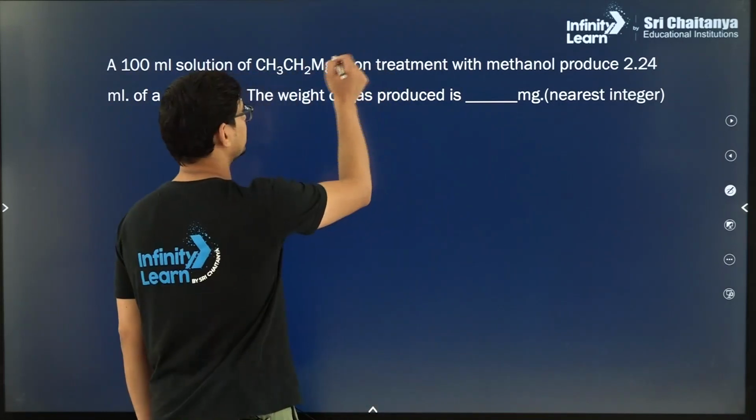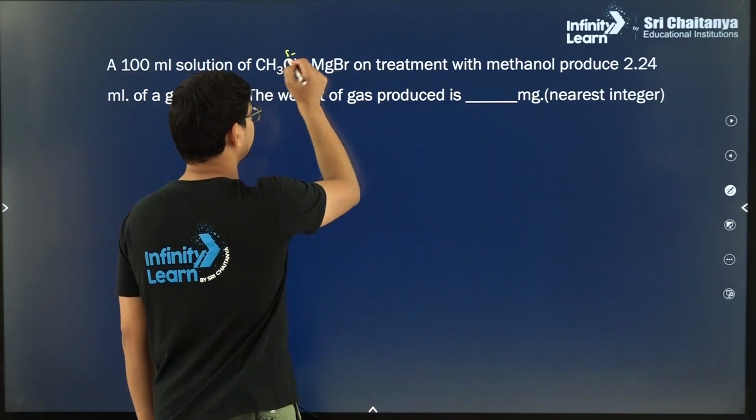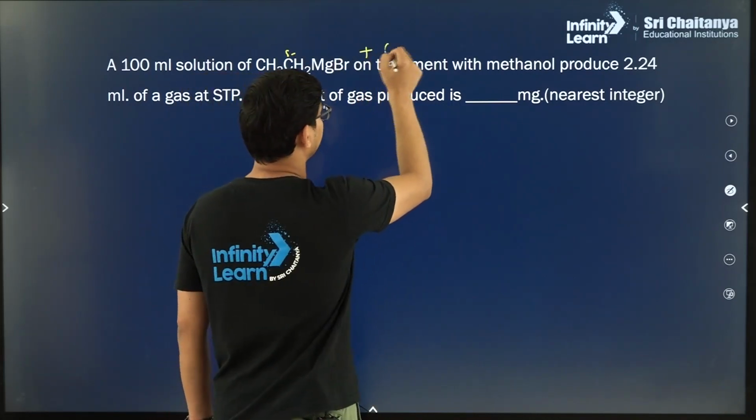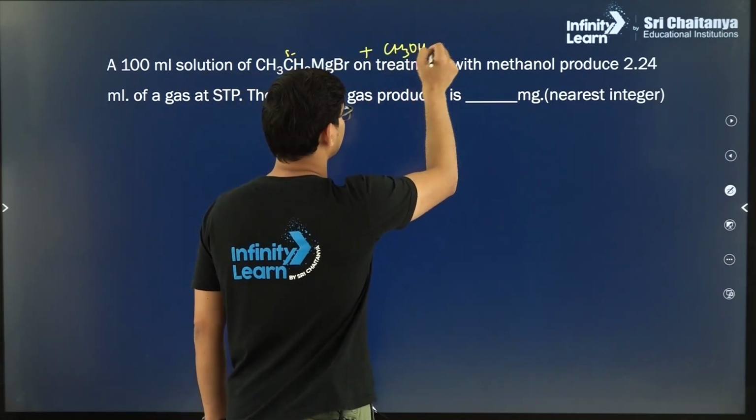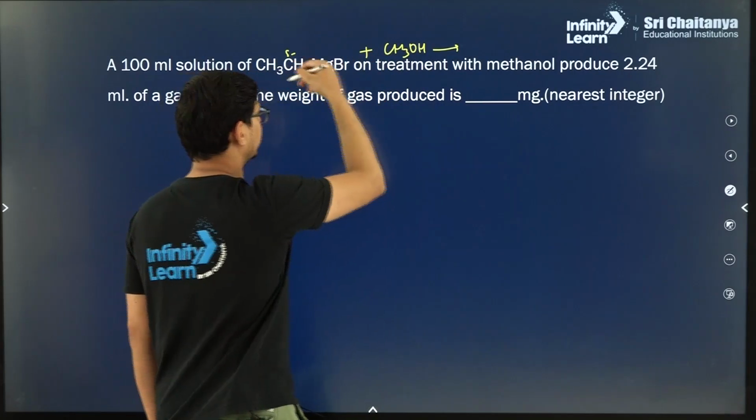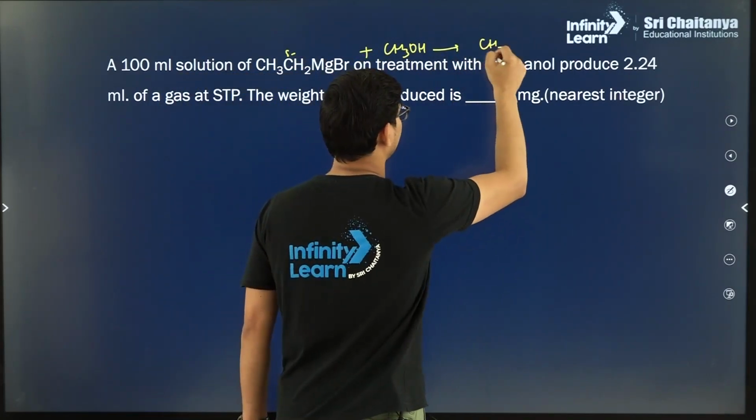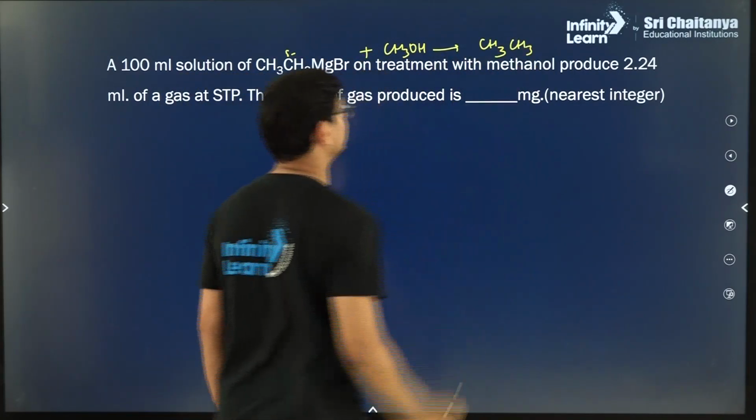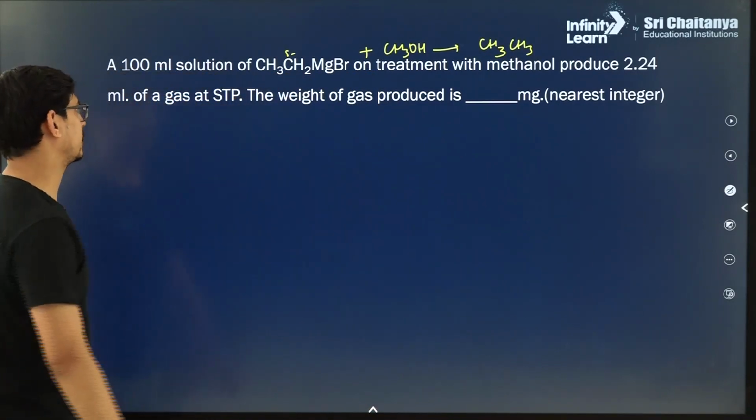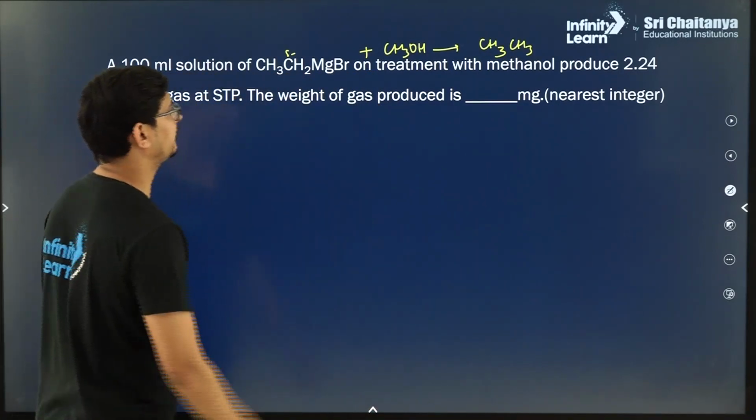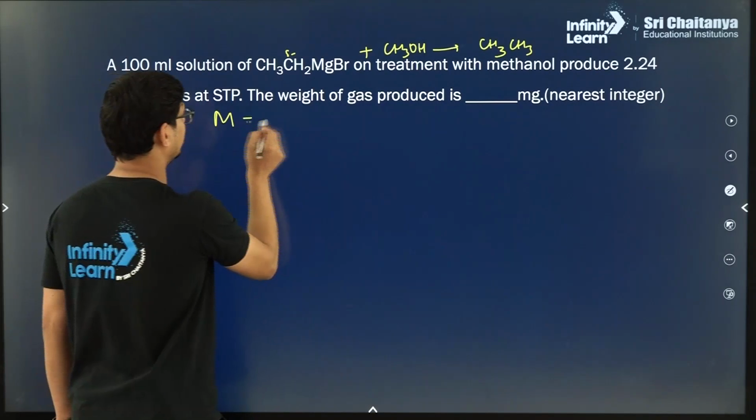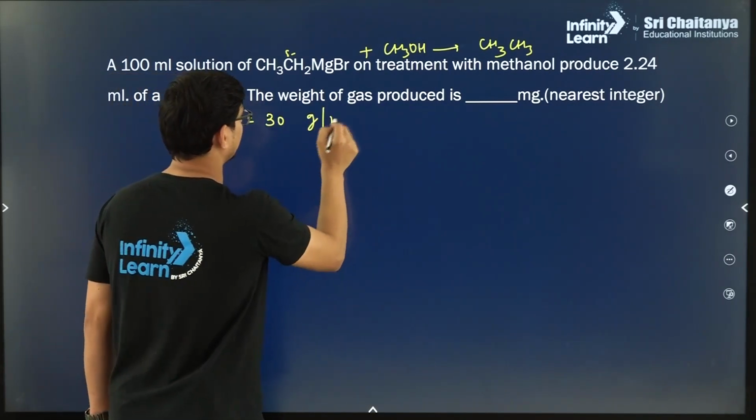So basically guys, this is Grignard reagent. They are very strong carbanions. When it reacts with any compound that has acidic hydrogen, what they do is they just take away the H plus. So CH3CH2 minus will take H plus to form CH3CH3. So the gas we are talking about here is ethane, for which molecular mass is 30 gram per mole, right?